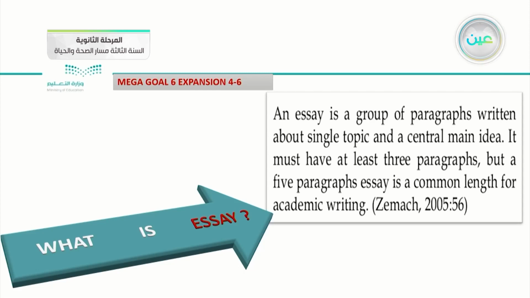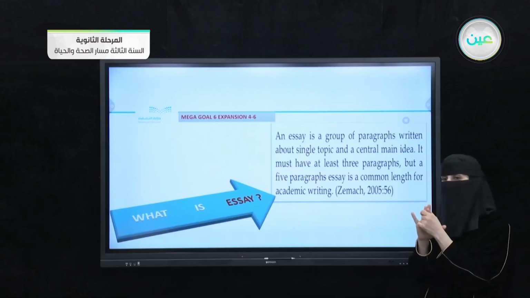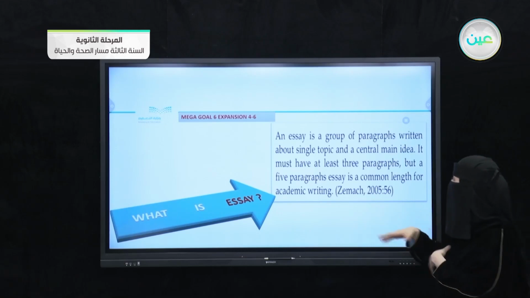So if you would like to write in the academic way, you should structure your essay through five paragraphs. The first one is the introduction and the last one is the conclusion. And the third, in the middle, is the body of our essay.